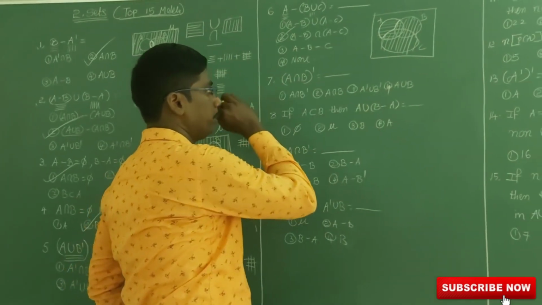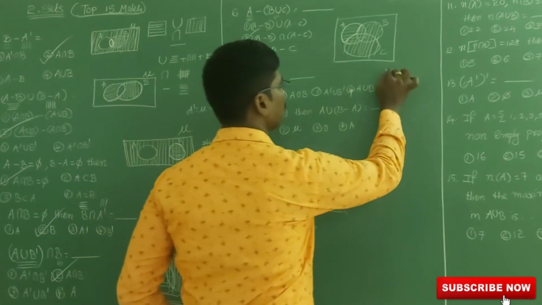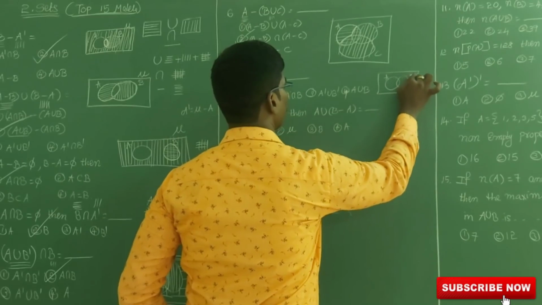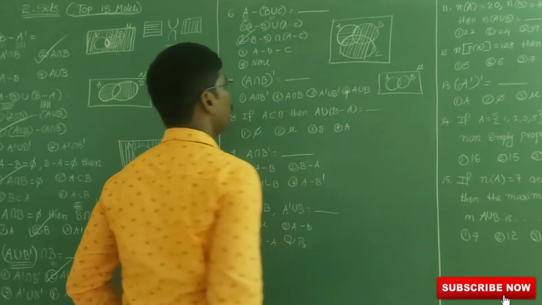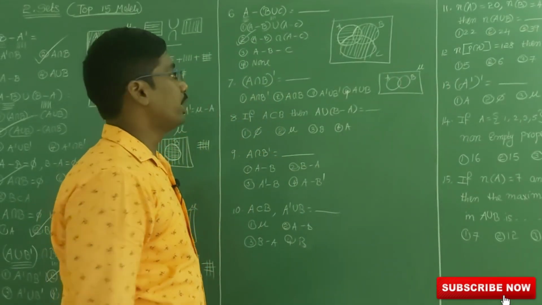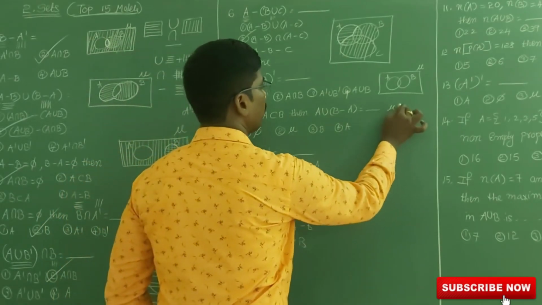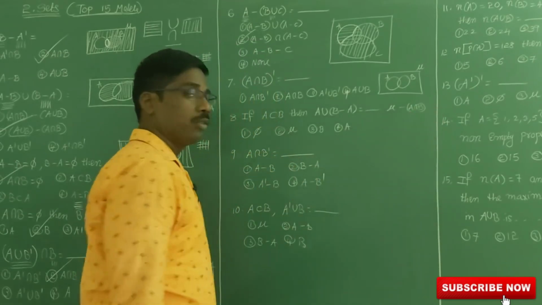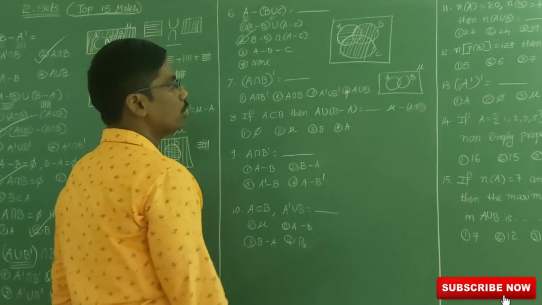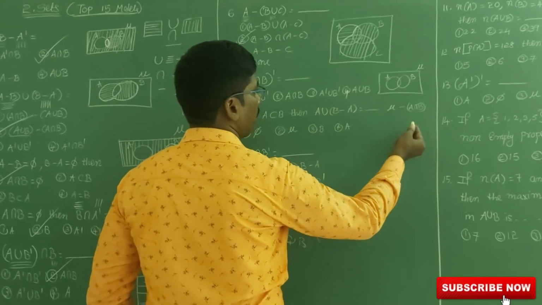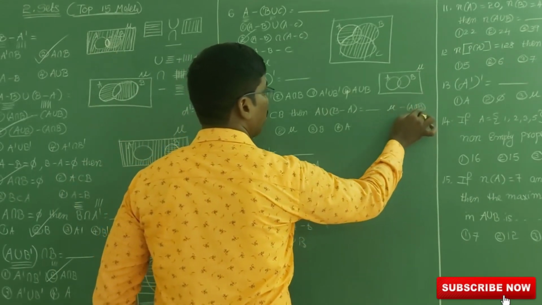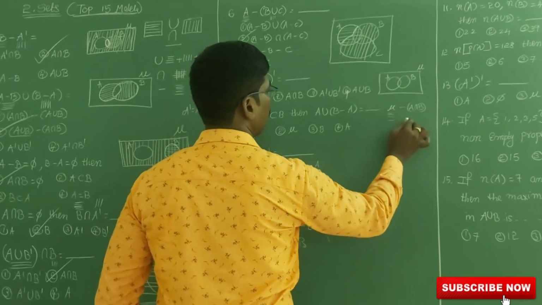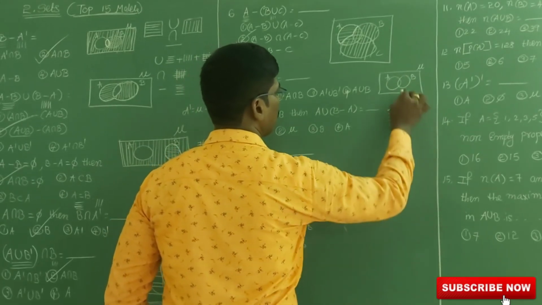Now A intersection B whole complement. A intersection B whole complement means the elements should be present in mu and should not be present in A intersection B. So that is the answer, mu minus A intersection B. So the elements should not be present in the intersection and present in all. So this is horizontal lines, this is vertical lines, isn't it?